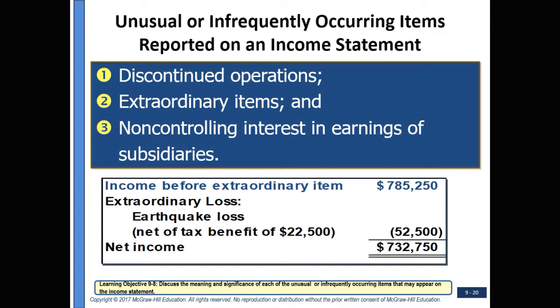These items are going to typically be reported net of taxes. So here you can see where the calculation is that there is an income before the extraordinary item. Here is the extraordinary loss net of a tax benefit of $22,500. This means after the benefit is taken into account, and what its overall impact is to net income.